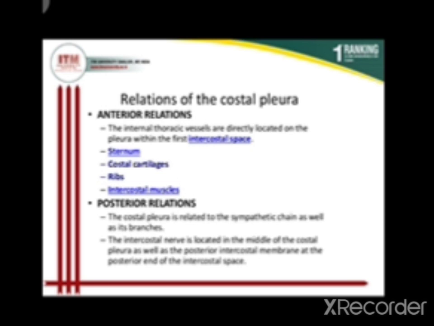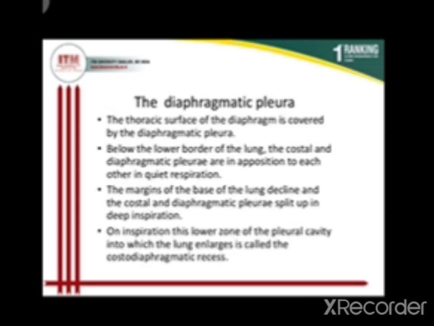See, anteriorly intercostal space, sternum, costal cartilages, ribs, and intercostal muscles. Posterior also the same: the costal pleura, sympathetic chain especially, okay, and the same as the intercostal nerve is located in the middle of the costal pleura as well as the posterior intercostal membrane at the posterior end of the intercostal space. Fine. So this is about the costal pleura. Now about the diaphragmatic pleura.